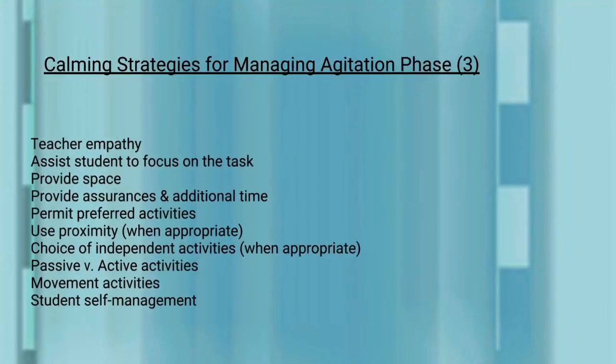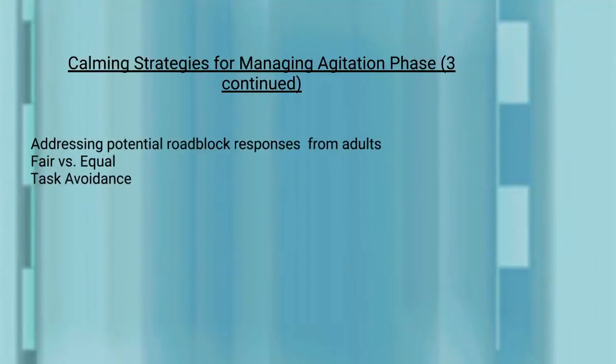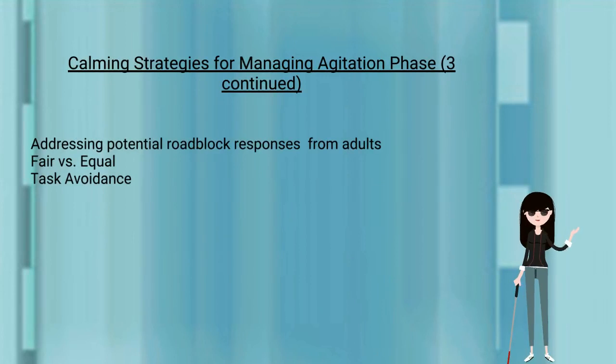Teacher empathy assists students to focus on the task. Provide space, provide assurances and additional time, permit preferred activities, use proximity, offer choice of independent activities, passive versus active activities, movement activities, student self-management. Address potential roadblock responses from adults: fair versus equal, task avoidance.